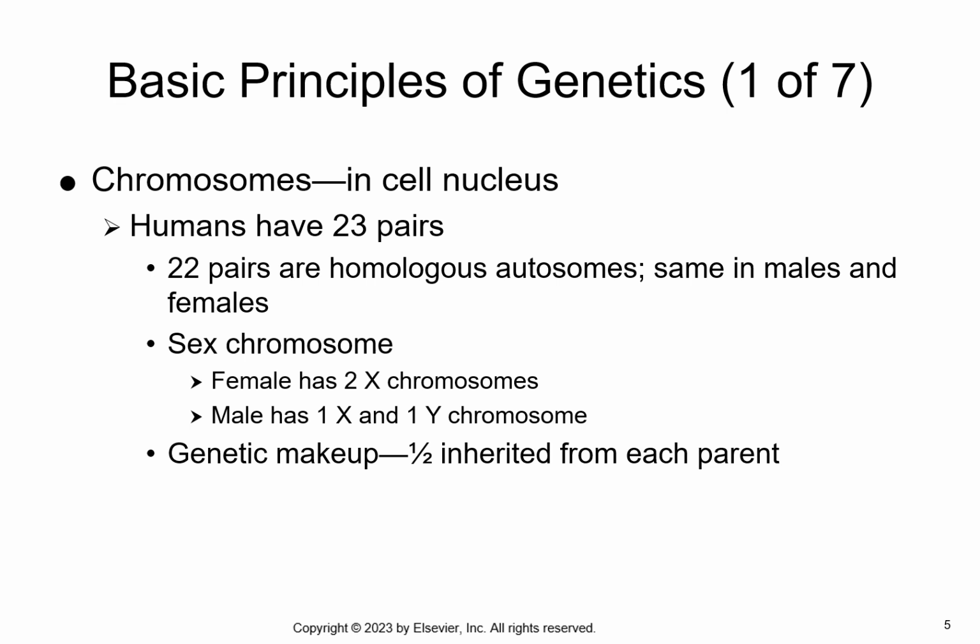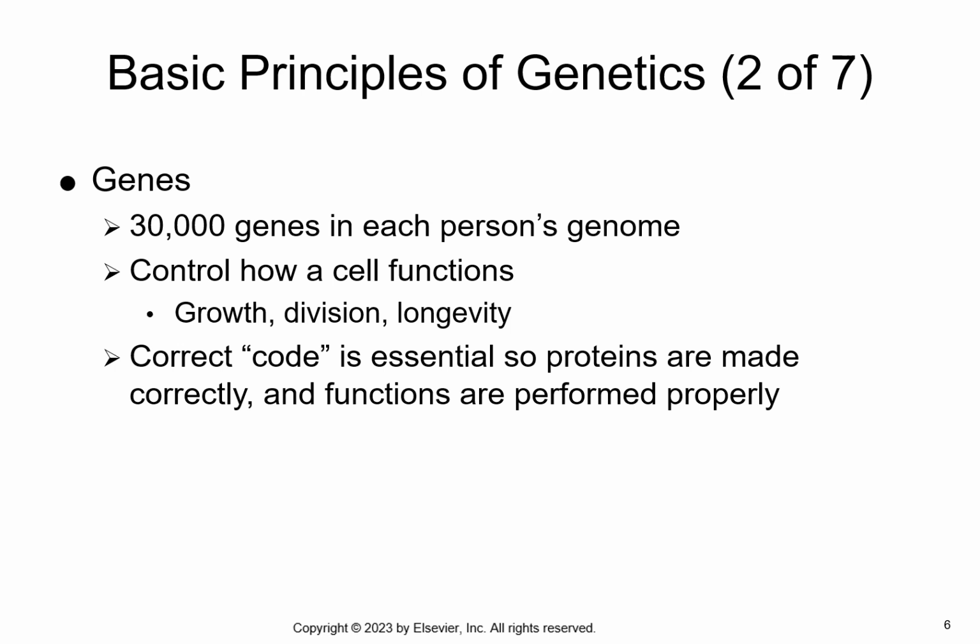All right, just to review from basic high school biology, humans have 23 pairs of chromosomes. One of those pairs is the sex chromosome. So the 22 pairs are the same in males and females. The X and Y are the sex chromosomes. That's what makes us biologically male or female. Female has two X's, male has an X and a Y. And we inherit half of our chromosomes from each parent. There are about 30,000 genes in a person's genome, and they control every interaction, every function within every cell.